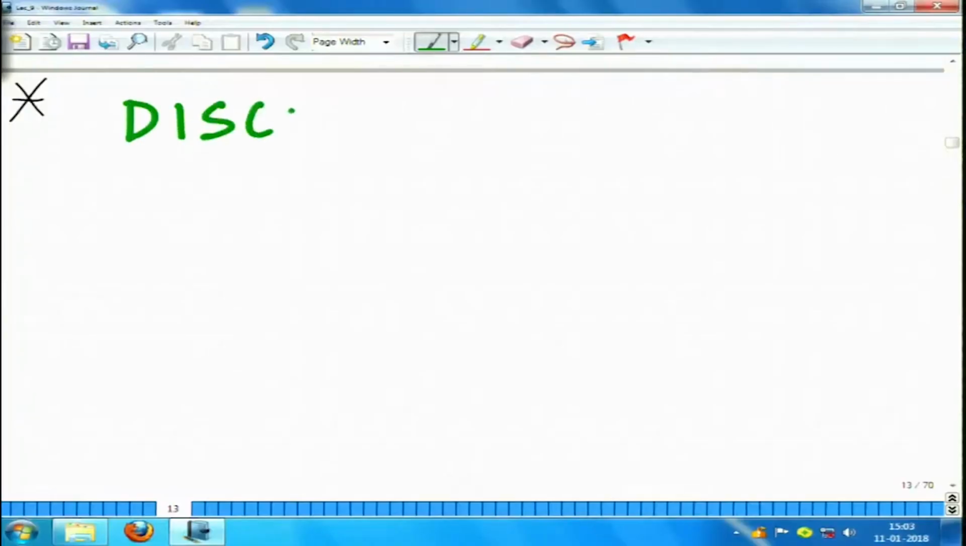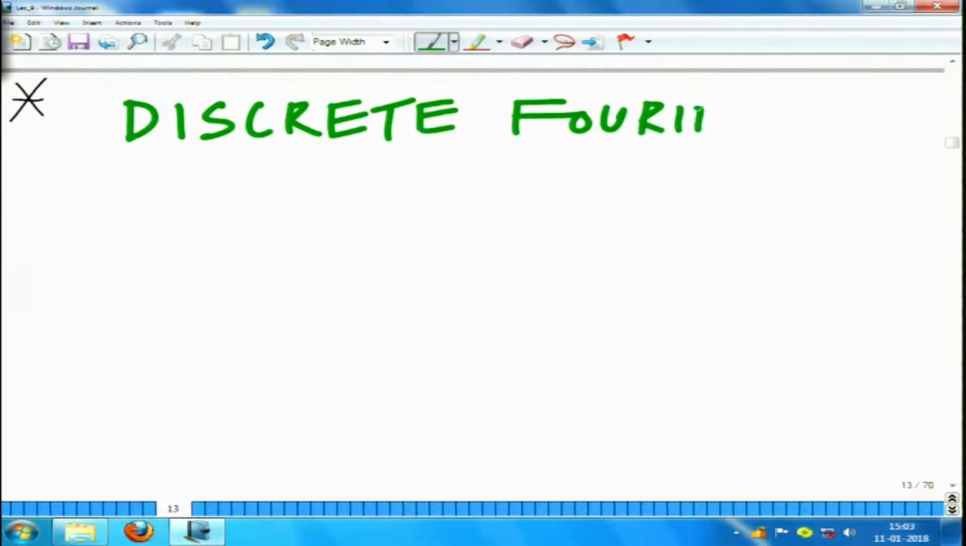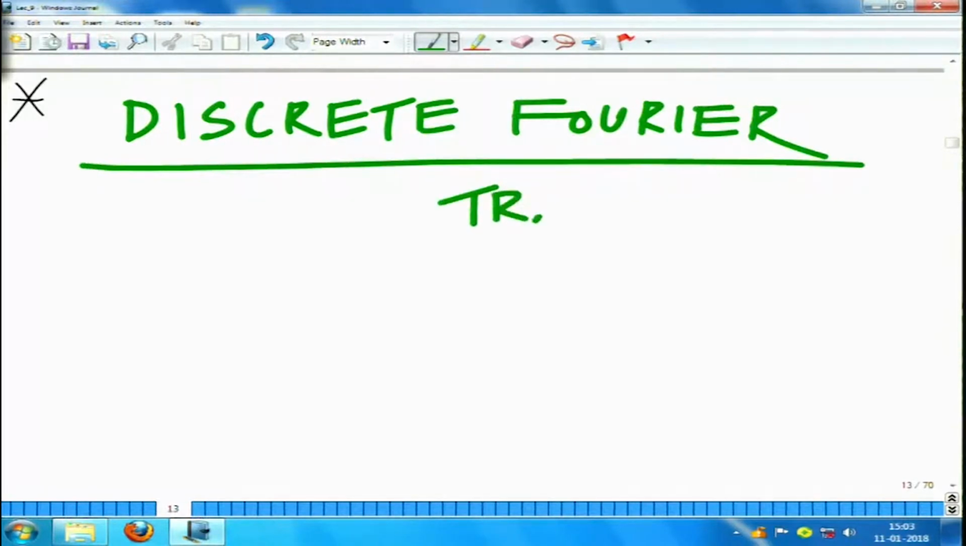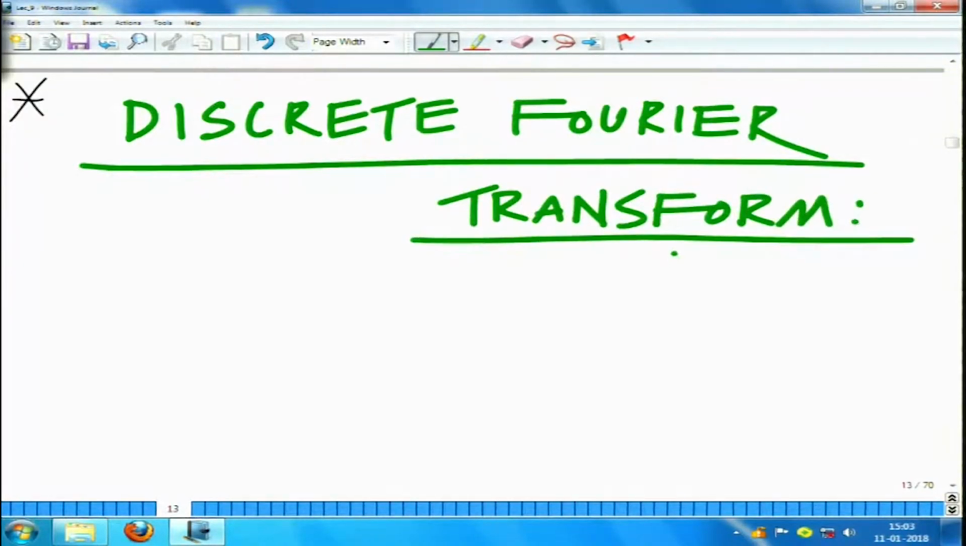So, we are looking at the DFT, that is the discrete Fourier transform, and its application for finite length discrete time sequences. As I have already alluded to, it is one of the most important tools which has revolutionized signal processing. So, this is the discrete Fourier transform. Okay. So, we have already seen this is the DFT.